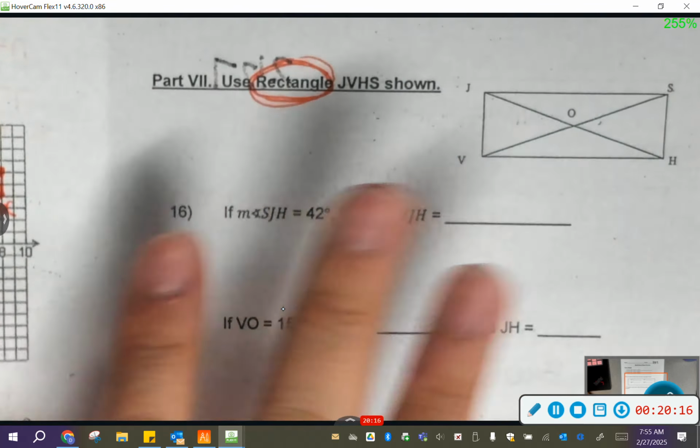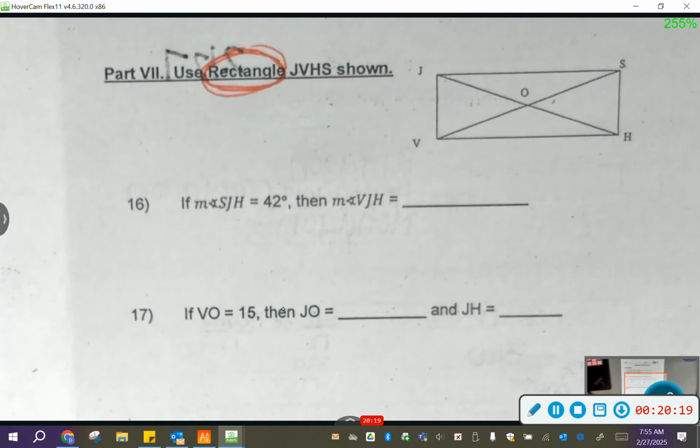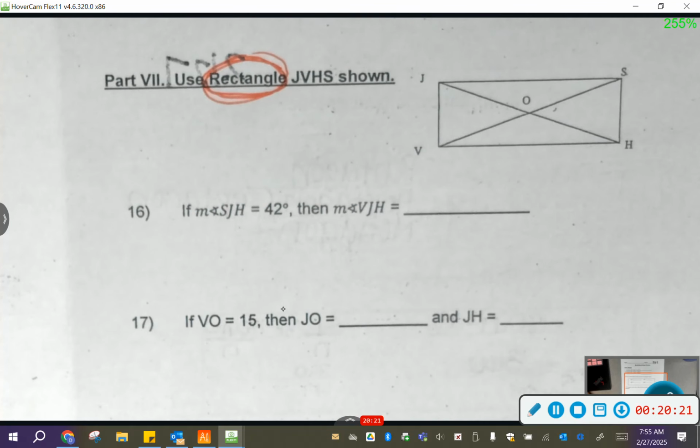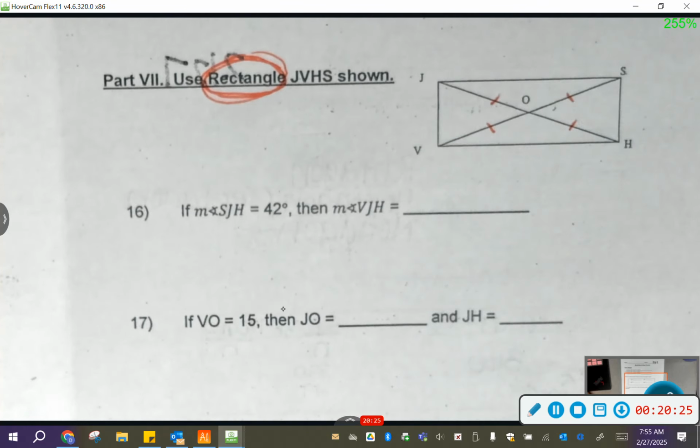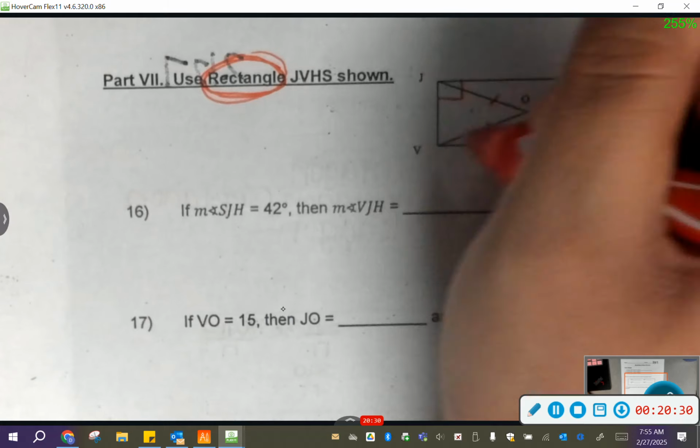A rectangle. Before I even look at the questions, what do I know about a rectangle? I know that all of these diagonals are congruent. What else do I know? You know that there's right angles. And I know that all the angles are 90 degrees.